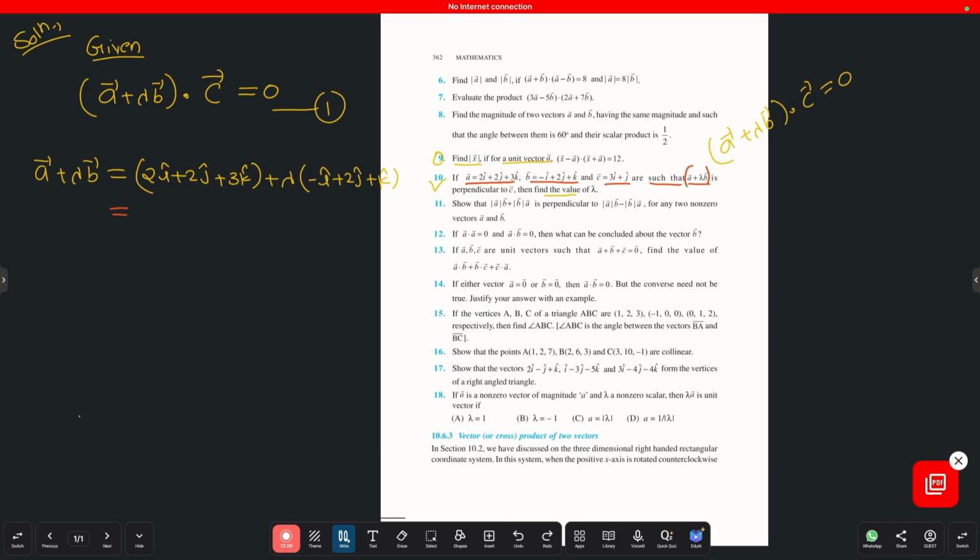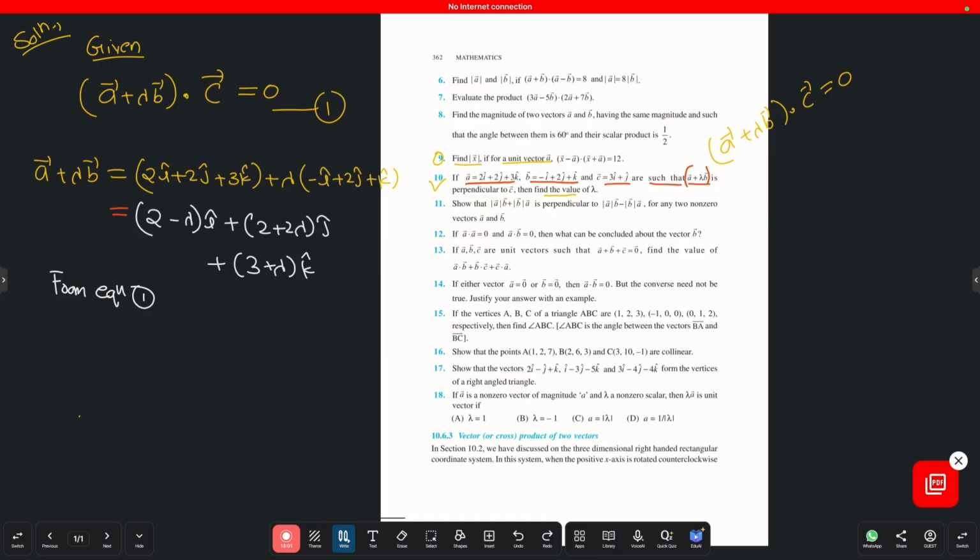Then component by component addition. Okay, so it will be (2 - λ) i cap. Correct? Then plus, here 2 and here λ into 2, so 2 + 2λ, j vector. Then plus 3 and λ, 3 + λ, k. So this is a + λb. Then from equation 1.